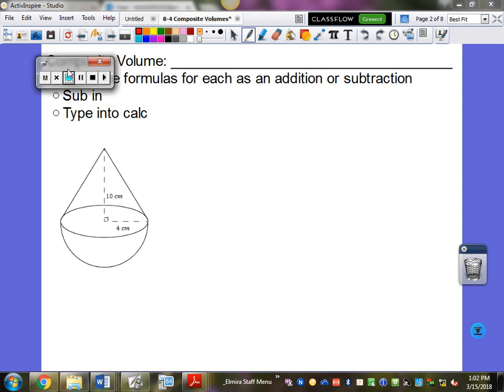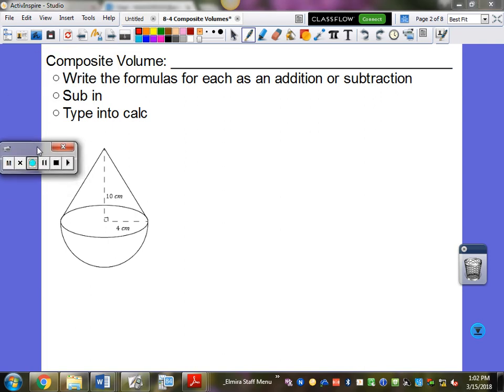Okay, so composite volume means to combine two shapes or take a piece away.